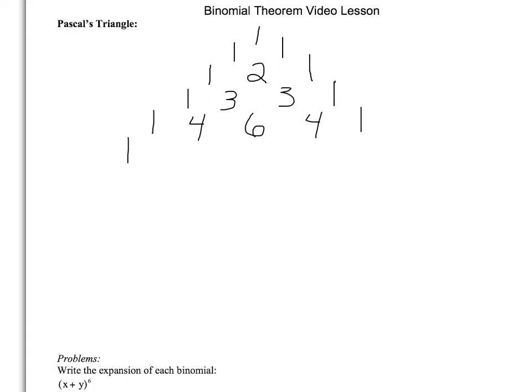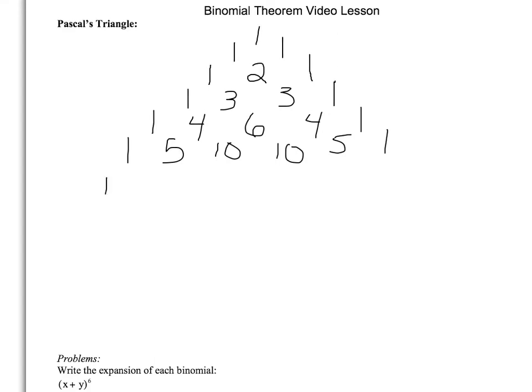1 on the outside, 1 plus 4 is equal to 5. 4 plus 6 will give me 10. 6 and 4 gives me 10. 4 and 1 is 5 with a 1 on the outside. Now we're going to keep going until we get to 10. So we've got a few more rows to do.